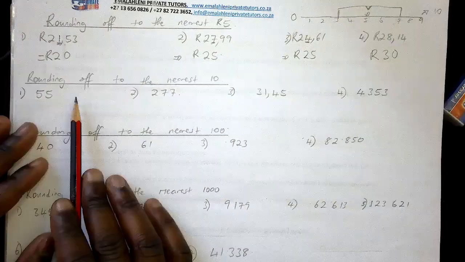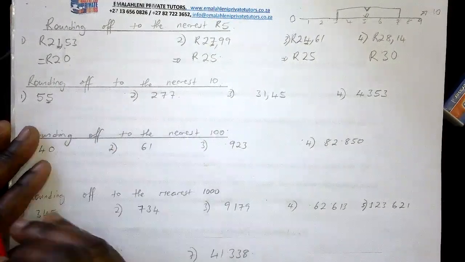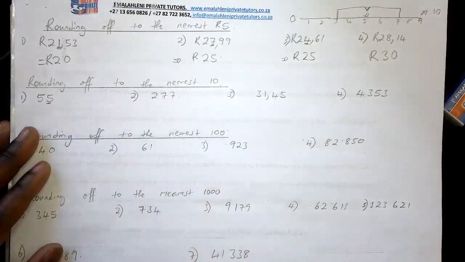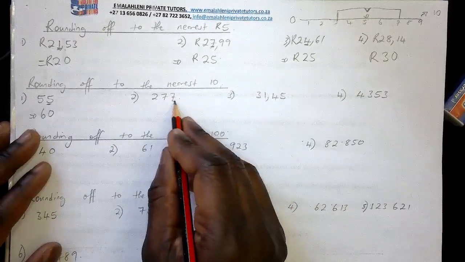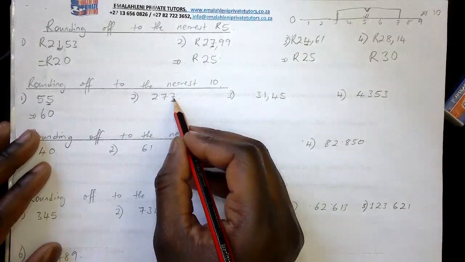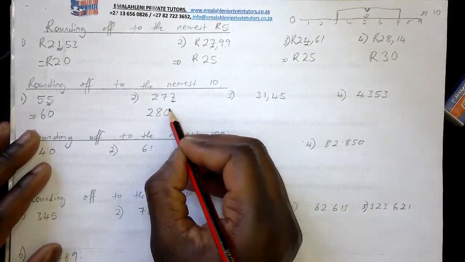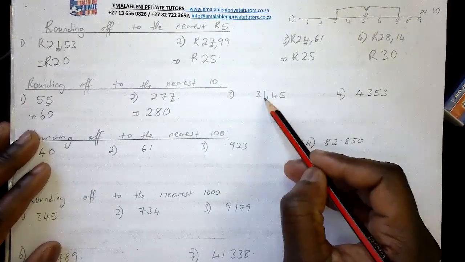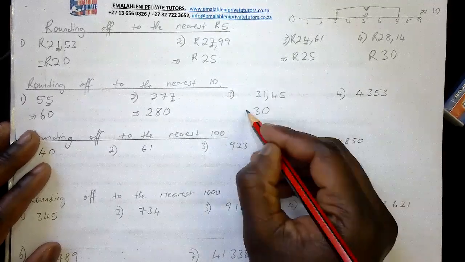Now let's have rounding off to the nearest 10. We are looking at this number here. This one is 5 and above, so that gives us 16. Then rounding off to the nearest 10, we look at the last digit. The last digit is above 5, so it's going to be 280. 77 is going to go to 280. Then here, rounding off to the nearest 10, we look at 31, and the 1 is below 5, so this is going to take us down to 30.